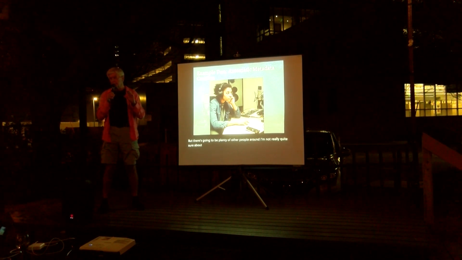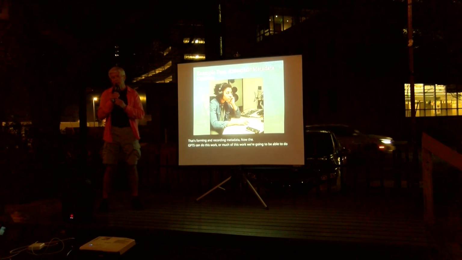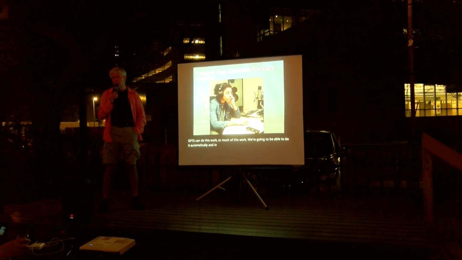Well, librarians, when they get some books or other resources, have them catalogued. And what that is doing is, for example, determining the title, the author, the publication date, and in particular, the subject matter internal to the document in question, forming and recording metadata. Now the GPTs can do this work, or much of this work, or are going to be able to do it automatically. And in some cases, this is very important.